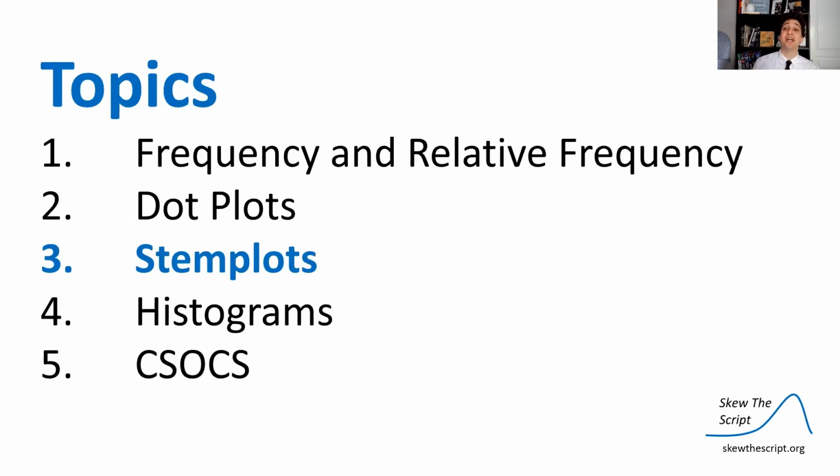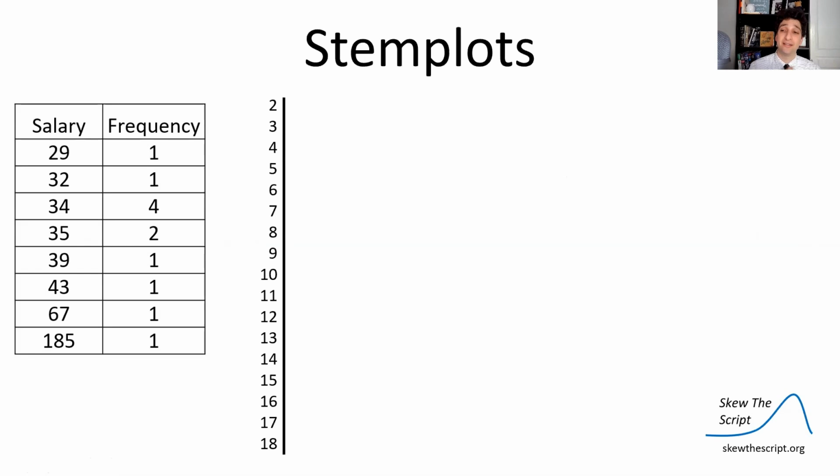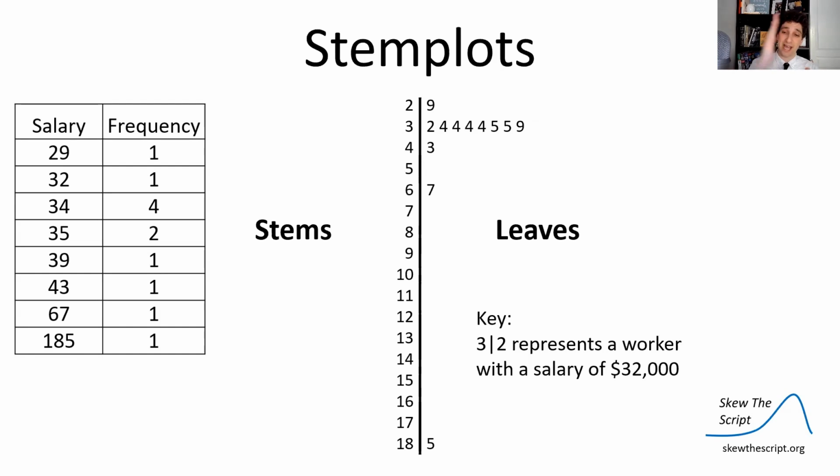Stemplots are a more detailed visualization than dotplots, and we're going to go into how to do them now. Stemplots are divided into 2 categories. Here's what a stem plot for this data set looks like. This is divided into stems and leaves. Stems are the higher place value of your data points, and leaves are the lower place value of data points. In this case, I'm going to include a key. This key, 3 vertical line 2, represents a worker with a salary of $32,000. That's this worker right here.